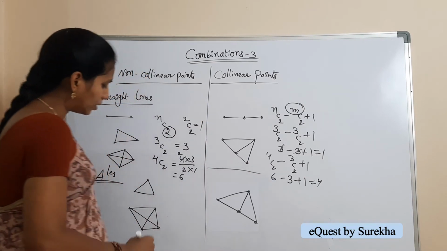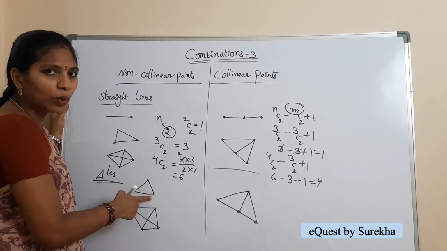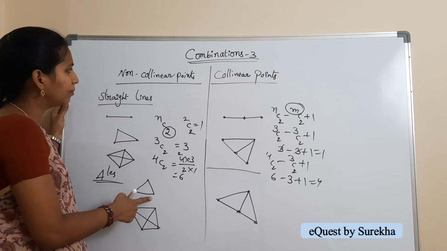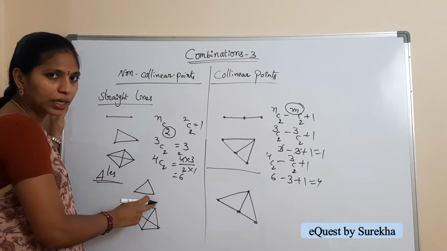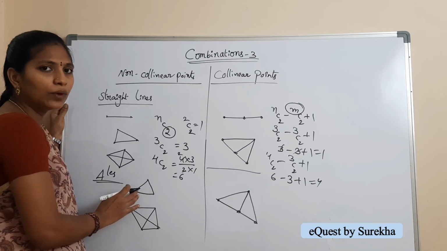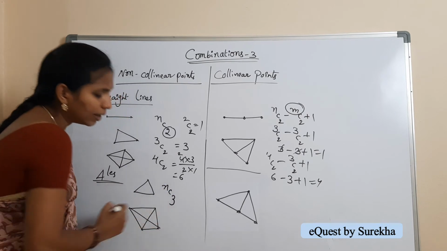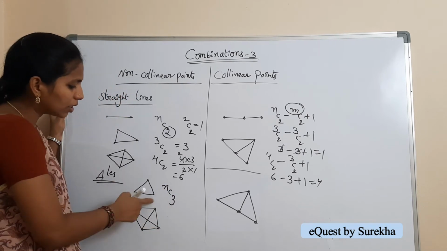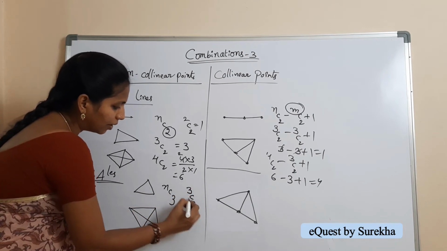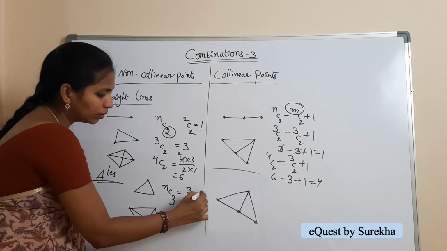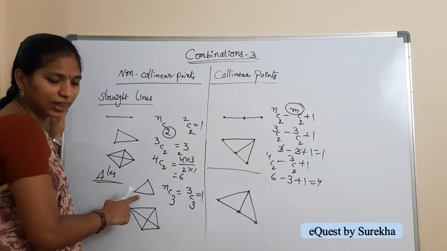Now see the case of triangles. By using these 3 non-collinear points, we can draw only one triangle. To form a triangle, we need at least 3 points. So the formula is NC3, where n is the number of points. 3C3 is nothing but 1. We can draw only one triangle by using 3 points.